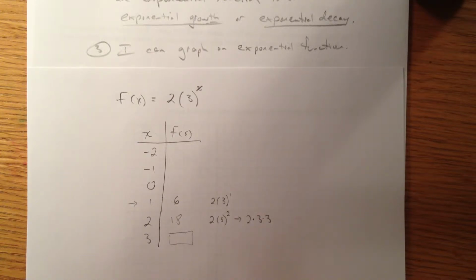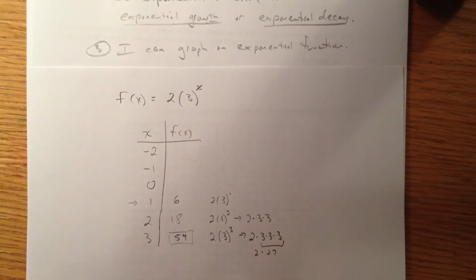So you're thinking this through right now. I'll give you 5 more seconds. Okay, so you should have something like this. 2 times 3 to the third. So that's 2 times 3 times 3 times 3. This is 27, 3 times 3 times 3. So 2 times 27 is 54.